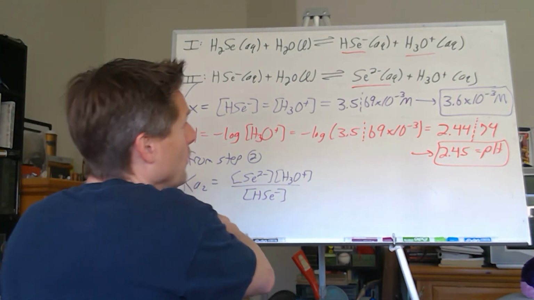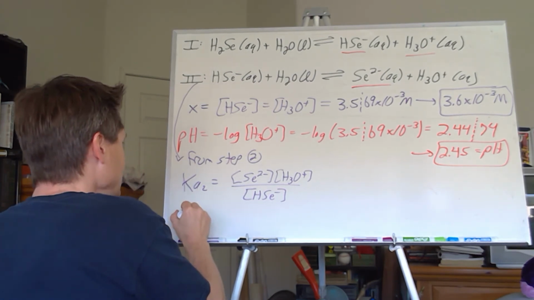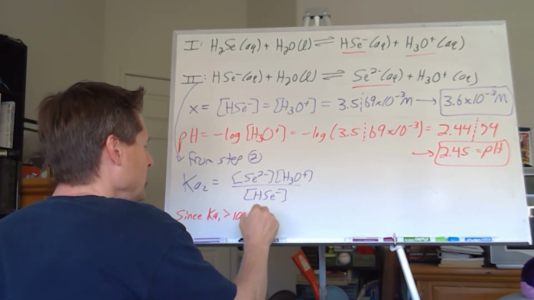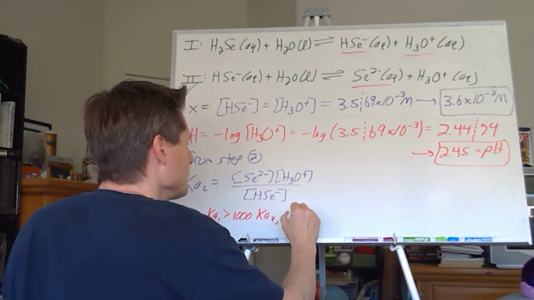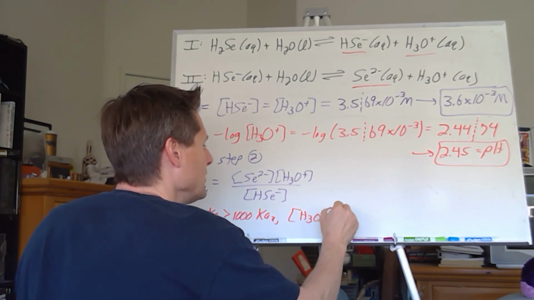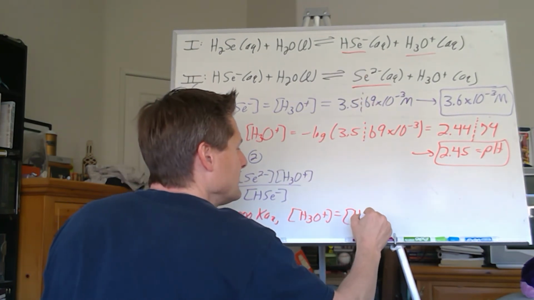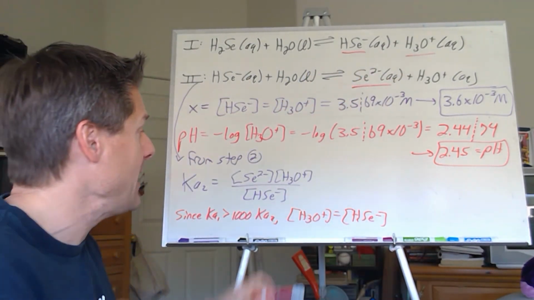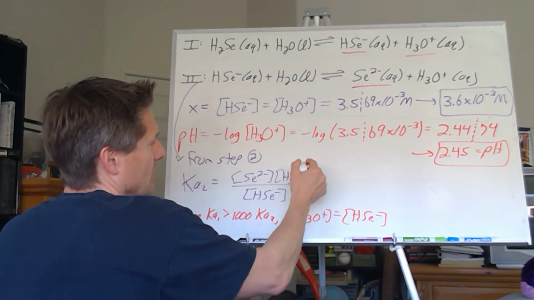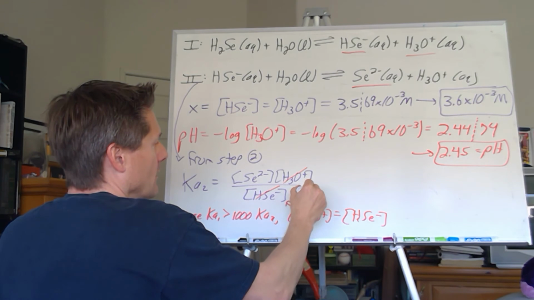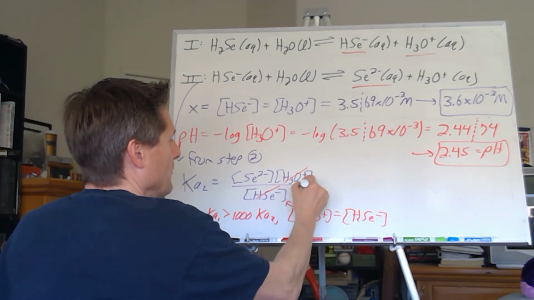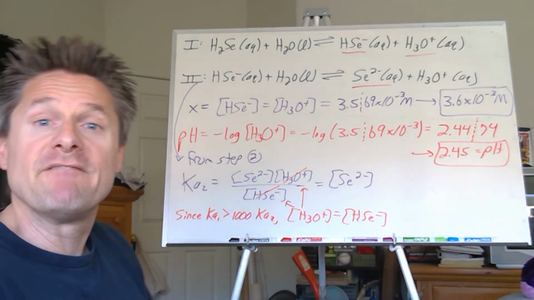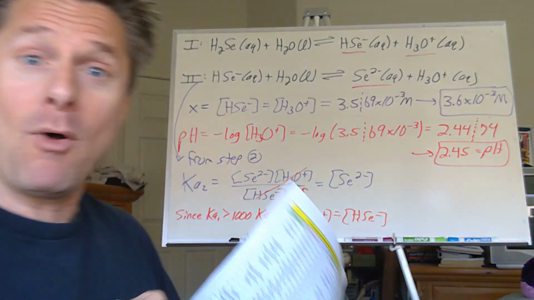You can just skip it because we know from the fact that Ka1 was greater than 1,000 times Ka2, that the hydronium ion concentration is equal to the HSe minus concentration. That's what we get from that assumption. These are both equal to x. They're going to be the same number. Therefore, those cancel out. Therefore, the selenide ion concentration will just be equal to the value of Ka2 from our Ka table.